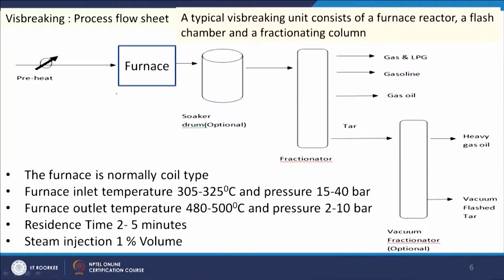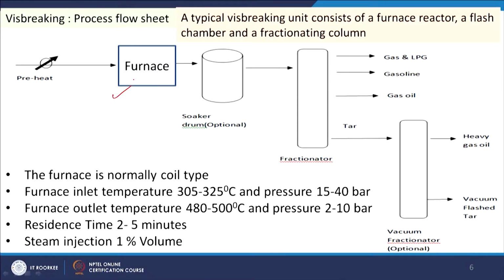Now we will see the process flow sheet of the Visbreaking process. What we need is to apply heat. In the previous class we discussed that resins and asphaltenes are dispersed in the molten phase. By the application of heat the molten phase will be broken and the asphaltenes will settle. So, that is the mechanism.